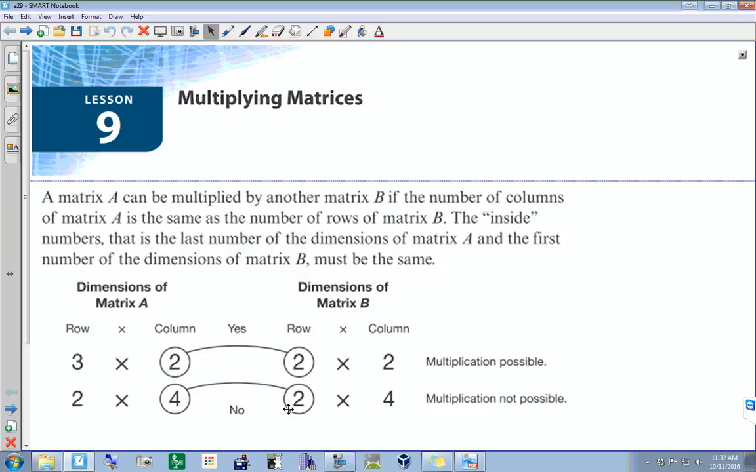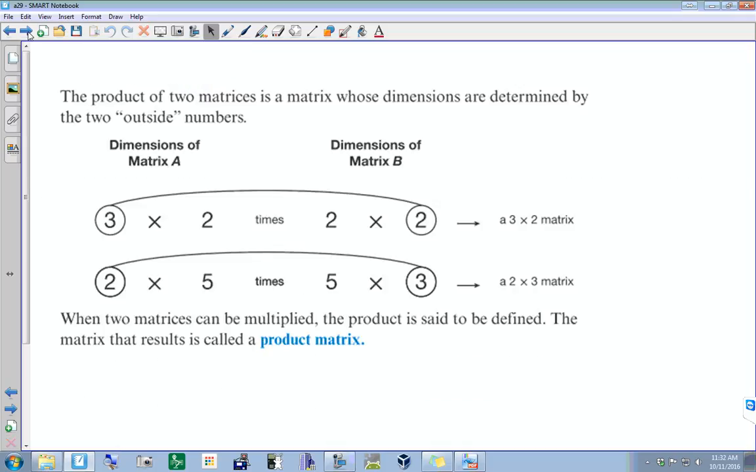This cannot. Because when we took a look at this last week, we had written it down, wrote down the rows and columns in the wrong way. So always make sure it's rows by columns. Rows by columns. Okay? So, then we also had talked about that once we had identified which ones are going to be in which order, the outside numbers identify what our finished matrix is going to look like.